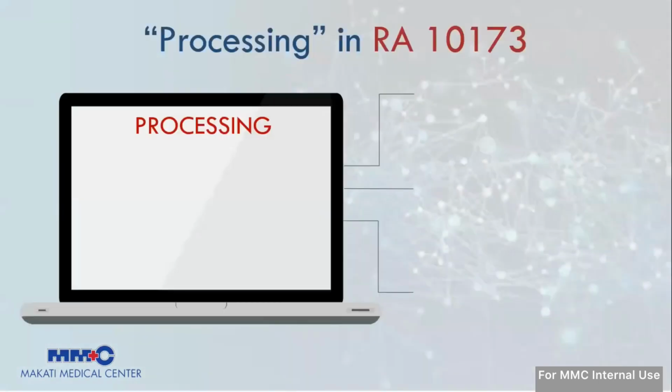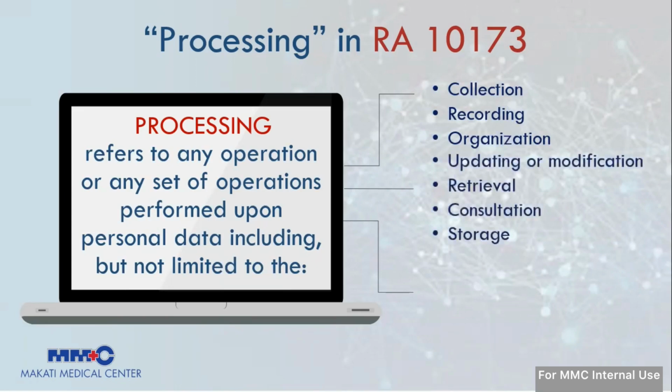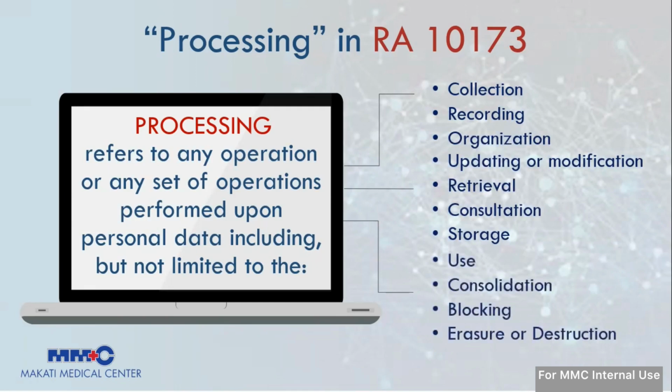Now, what does processing mean? According to RA 10173, processing refers to any operation or any set of operations performed upon personal data, including but not limited to the following: collection, recording, organization, updating or modification, retrieval, consultation, storage, use, consolidation, locking, erasure, or destruction.